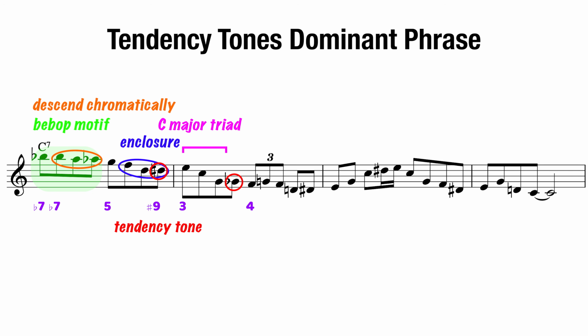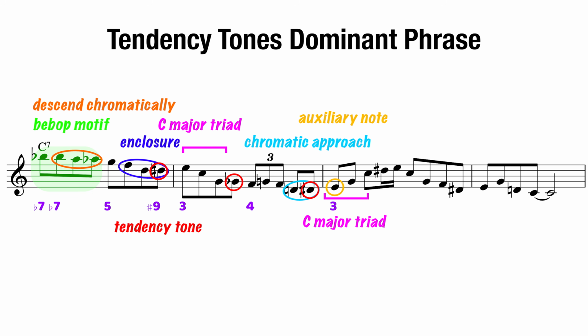And then we have a chromatic approach that's going to lead us into the 3rd. We again have that tendency tone of the sharp 9 into that auxiliary note of the 3rd. We move up a C major triad from the 3rd. And then we again have that tendency tone of the sharp 9 to the 3rd.